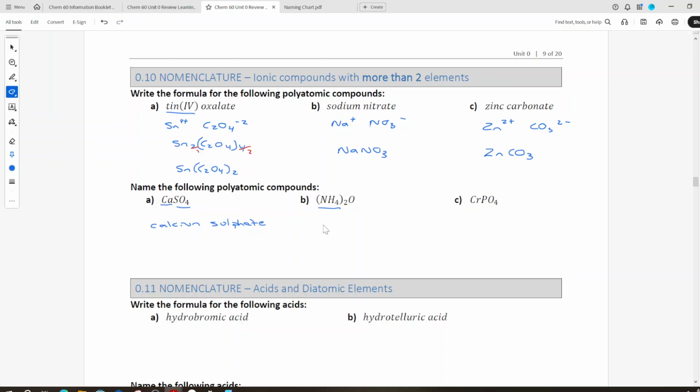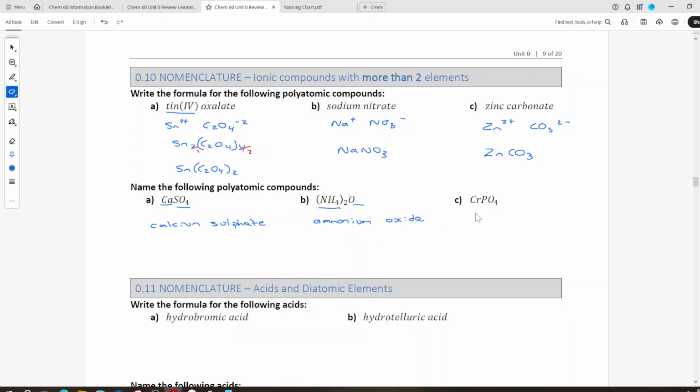So this is definitely going to be kind of like a type 1 in a way, and you're just going to put ammonium. Because this one starts with the polyatomic we're just going to write it as ammonium, A-M-M-O-N-I-U-M. And then because it's ending in oxygen and not a polyatomic, you go back to the ending of "ide." So this would be ammonium oxide.